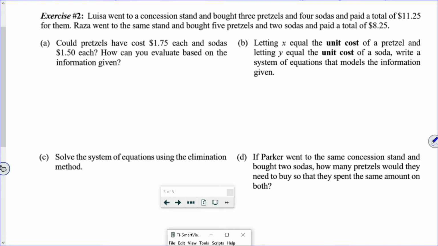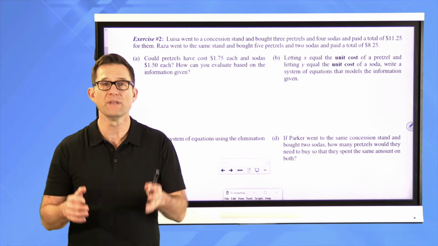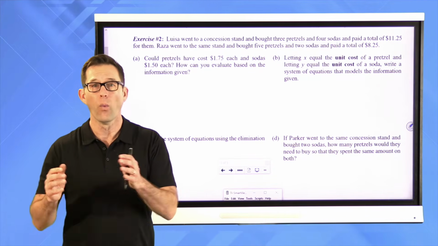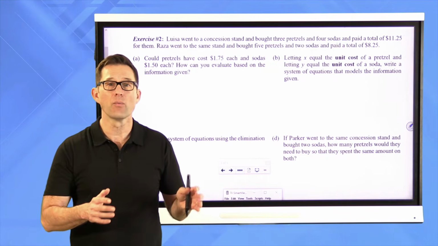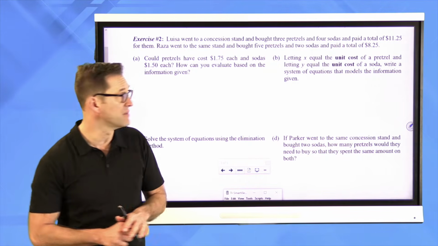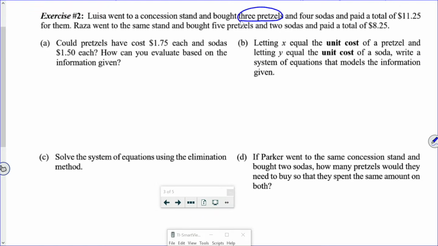How can you evaluate based on the information given? All right, great. So this is very important, right? We were given 2 real pieces of information in this problem. One was about what Louisa bought and what she paid, and then the other one was what Raza bought and what he paid. Specifically, Louisa bought 3 pretzels, 4 sodas, and paid a total of $11.25. Raza bought 5 pretzels and 2 sodas and paid a total of $8.25.